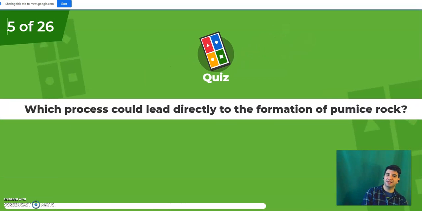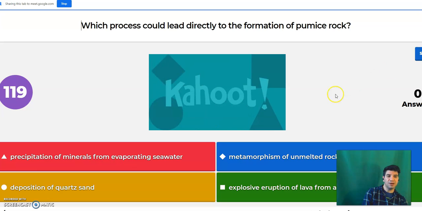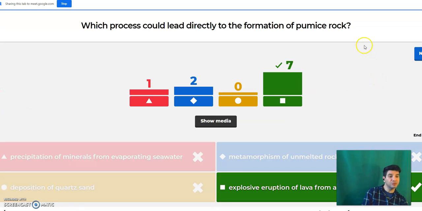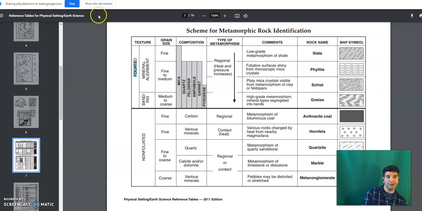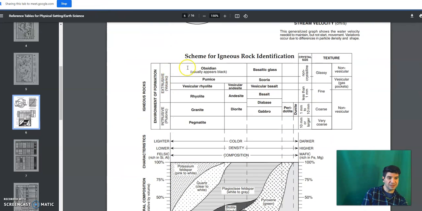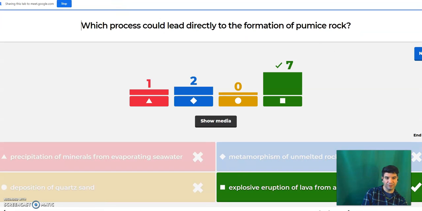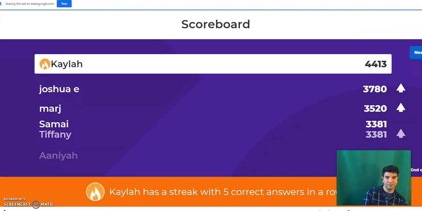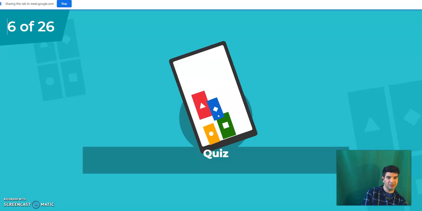Which process could lead directly to the formation of pumice? Explosive eruption from a volcano. Very good. Now, if you didn't know that, you would go to ESRT page 6, and you would find pumice on there. Pumice is extrusive, meaning it shot out of the volcano. Nice job.